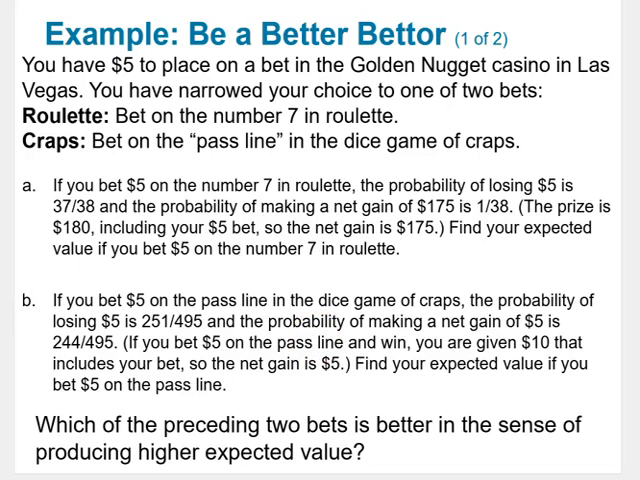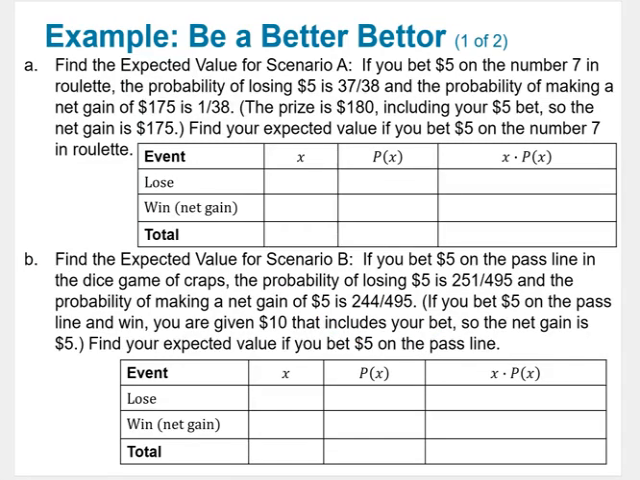The easiest way to do this is to make charts, so I have charts already set up. We fill out the chart with the X, the probability of that happening, and then remember to find our expected value, you have to add up the X's times the probabilities. Our event X is that we lose. If we lose, we're going to lose $5, because that's what we bet. They told us that we have a 37 out of 38 chance of losing. Multiply those 2 together, and that gives you negative $4.868421.